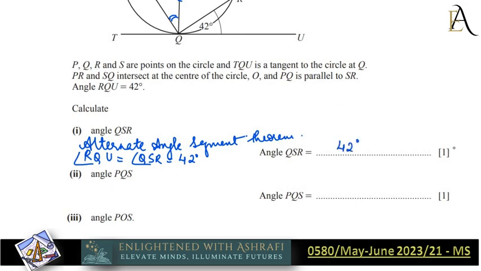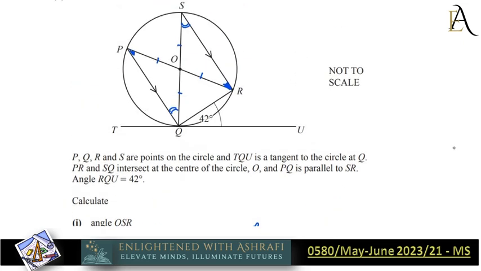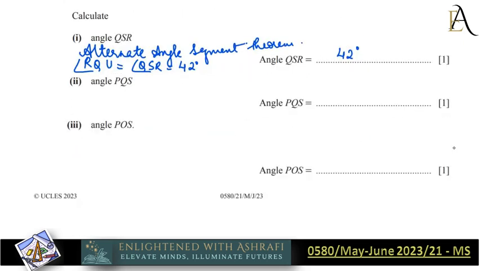Then angle PQS. These are alternate angles. So by alternate angles, angle QSR is equal to angle PQS, that is equal to 42 degrees.